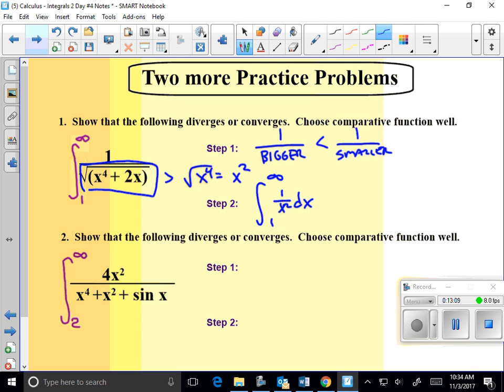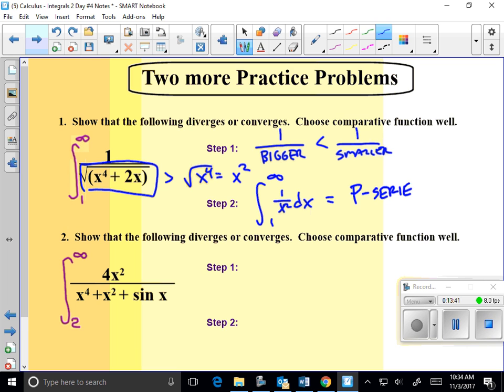Almost. Almost anything. It's got to come directly from what we're working with, right? But all I did was I lopped off a 2x, and immediately that became smaller, right? Which makes the reciprocal of it larger. And the square root of x to the 4th is x squared. So, and what do I know about this? Is this convergent? I don't know the sum of its areas, right? But I do know it's convergent by what test?